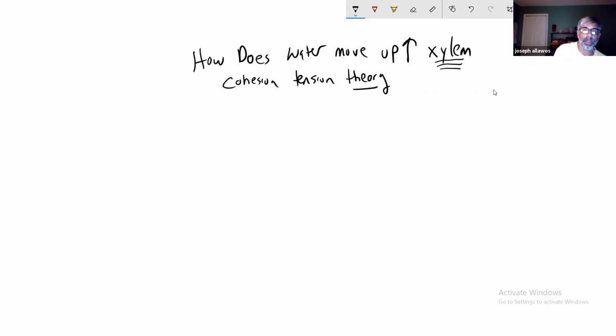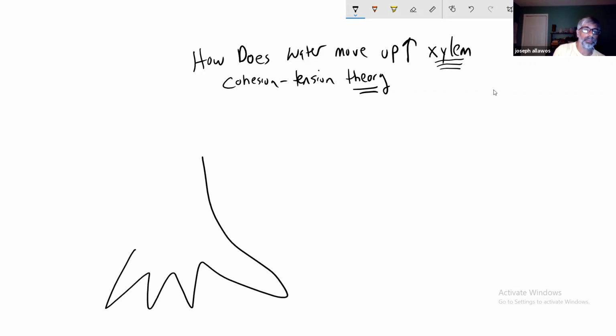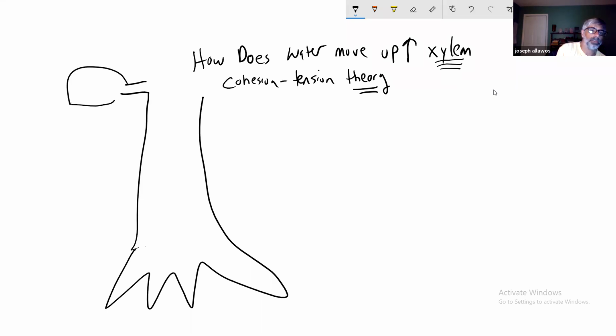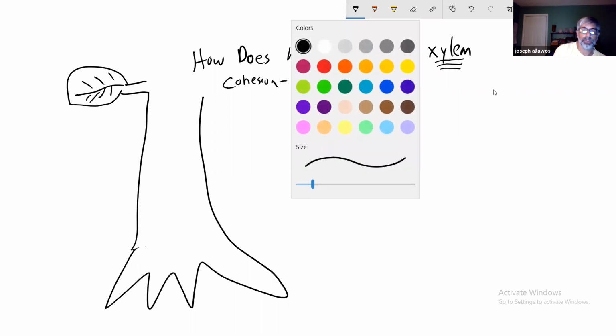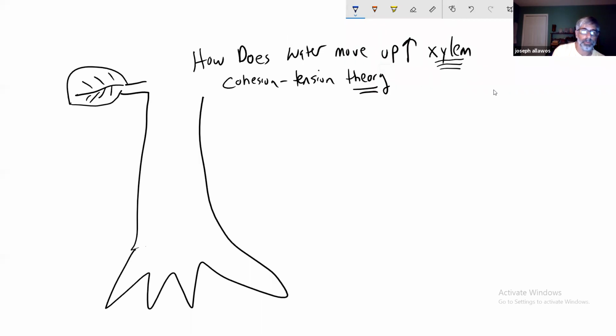It's a difficult thing to prove, right? But the cohesion tension theory tries to explain how water moves up the xylem. And the best way to really understand it is if we draw a tree, and here's a leaf. Now I'll draw some xylem vessels.